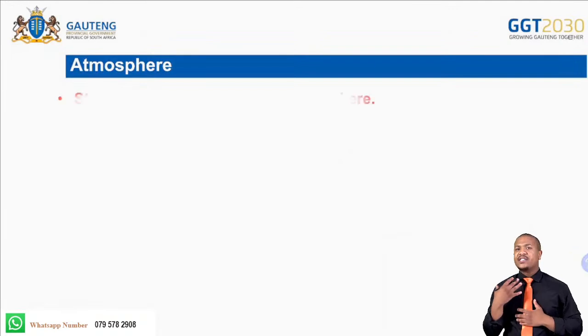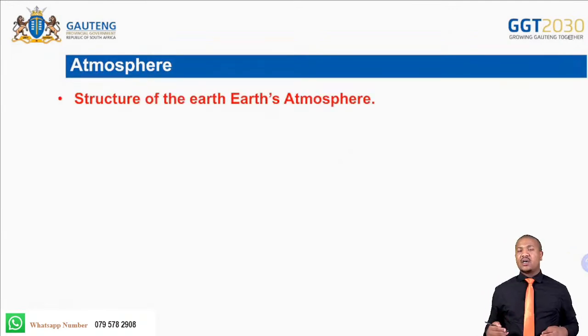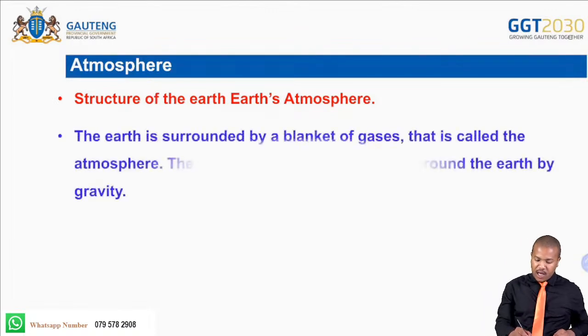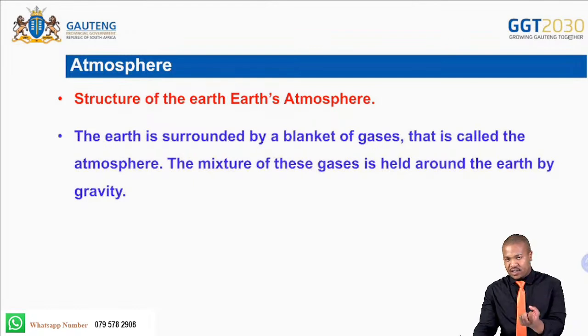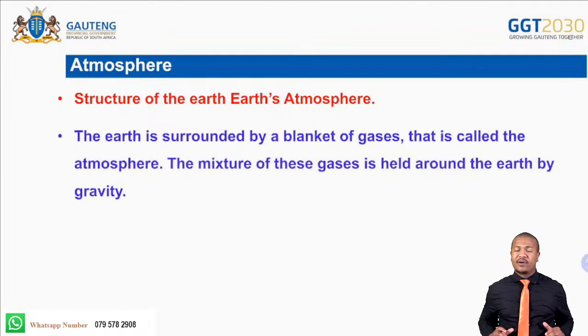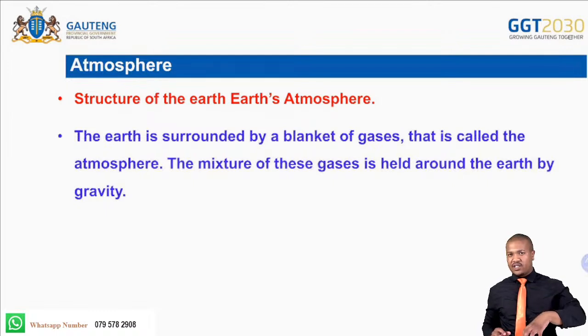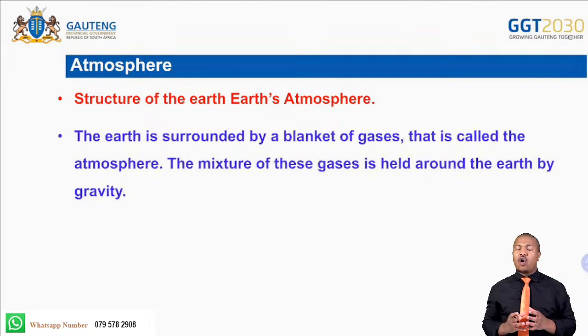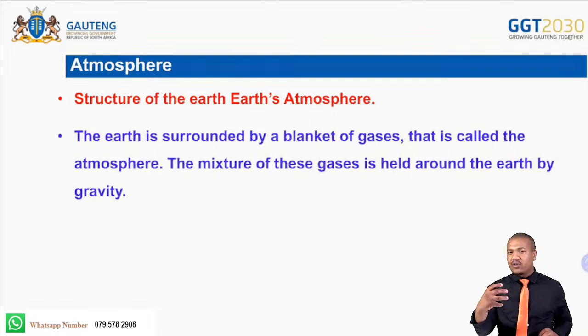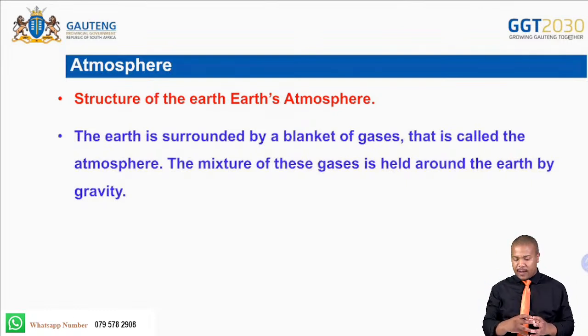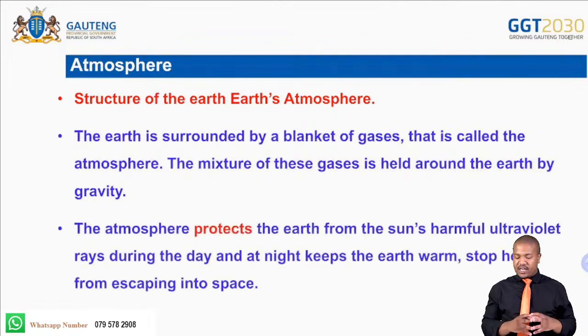So as we said, the atmosphere is the layer of gases around us. The Earth is surrounded by this blanket of gases, the atmosphere. And the mixture of these gases is held around the Earth by the force of gravity. As we mentioned in our previous term, when we were talking about the force of gravity, we said that the motion of all objects on Earth is governed by gravity. This mixture of gases is held together in position by the force of gravity. It keeps everything in position.